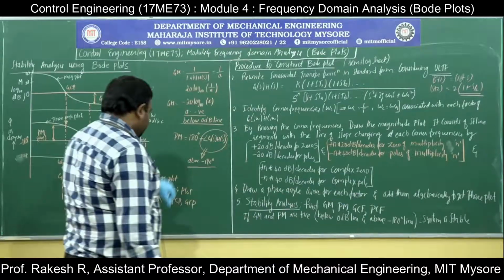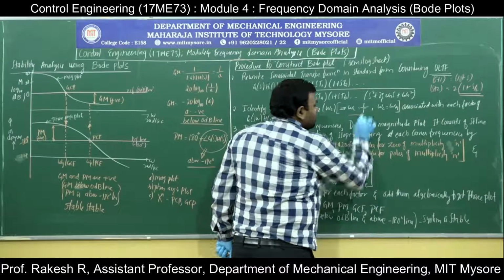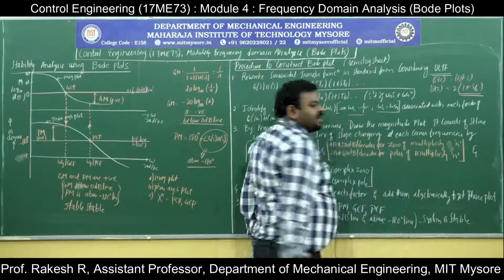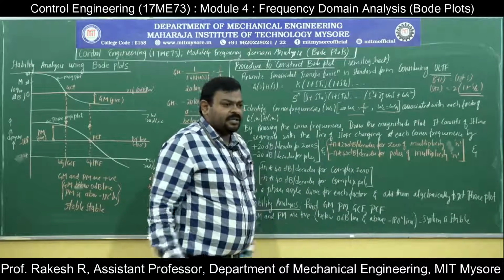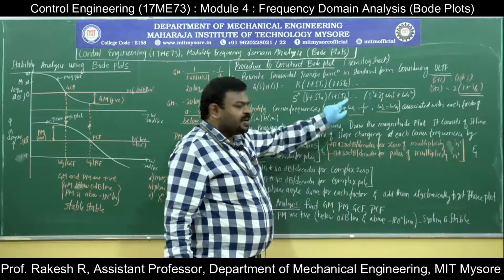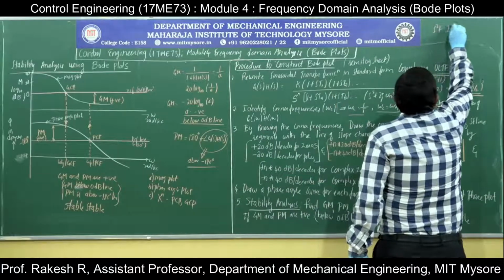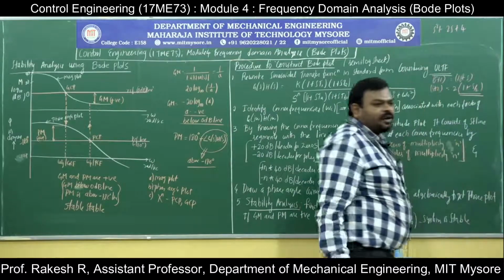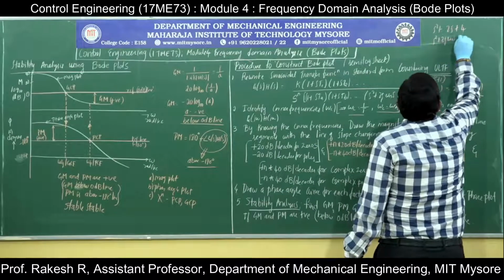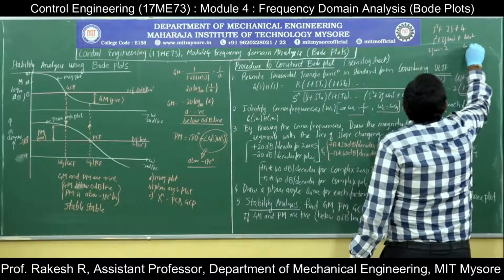Then identify the corner frequencies. For a 1 plus sT term, the corner frequency is 1 by T. For a second degree term, the s square term, the corner frequency is omega n. Very important: whenever you get an s square term, you have to compare it with the standard form, then get zeta and omega n. Suppose we got the term s square plus 2s plus 4. Compare this with the standard form, s square plus 2 zeta omega n s plus omega n square. What is 2 zeta omega n? 2. What is omega n square?